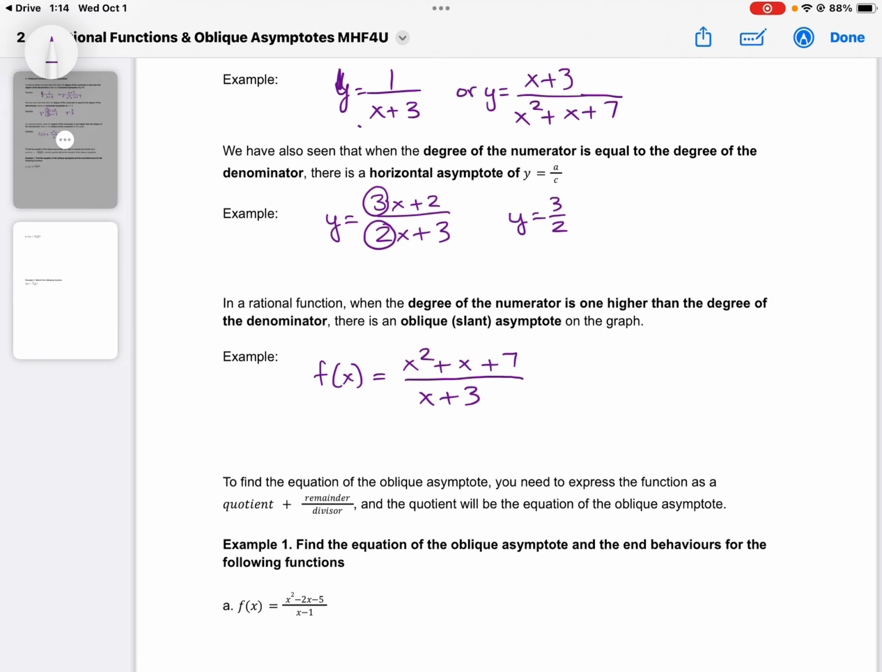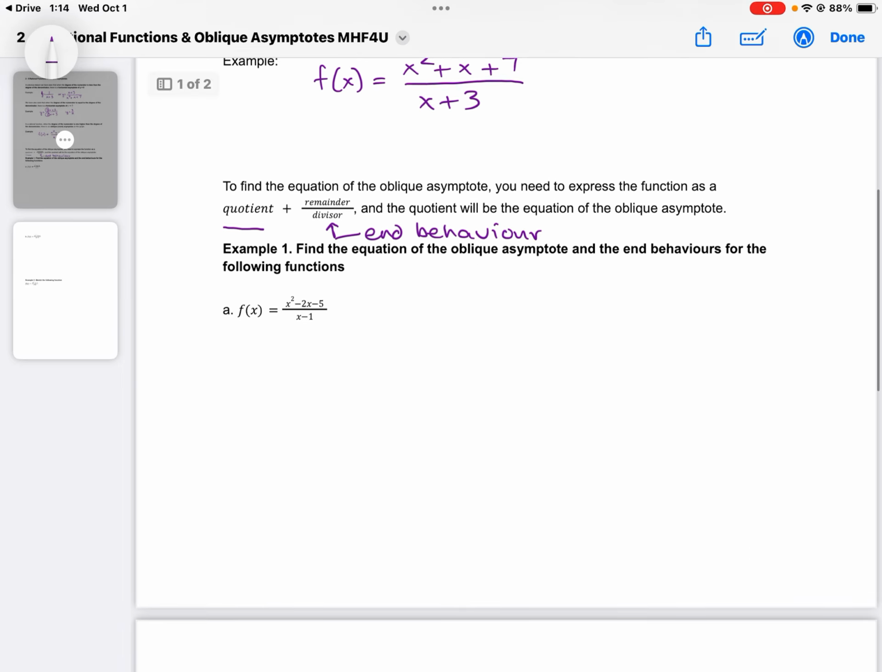In order to find the equation of the oblique asymptote, because it is an equation, it is a line, you need to express the function as a quotient plus the remainder divided by the divisor. The quotient tells you the equation, and this part is how you determine the end behaviors around your oblique asymptote. So let's go through an example here. We're going to find the equation of the oblique asymptote and then the end behaviors.